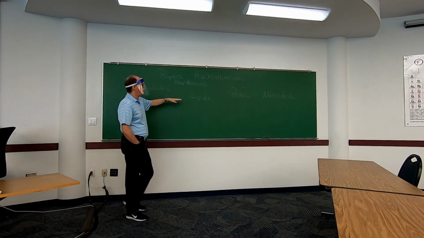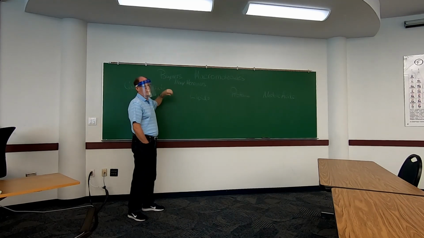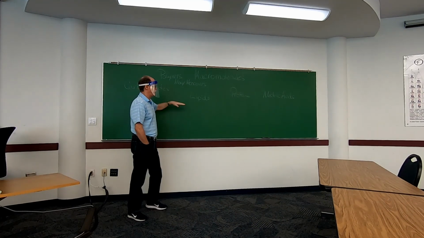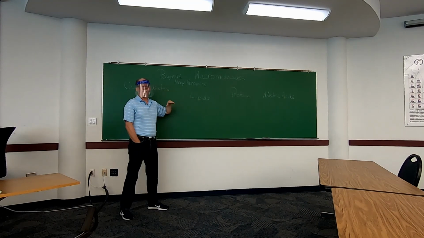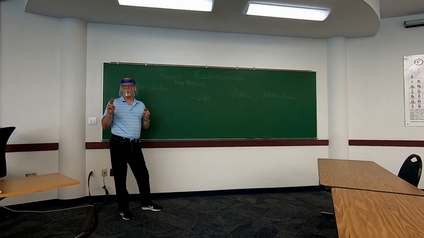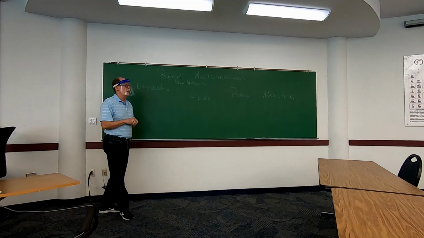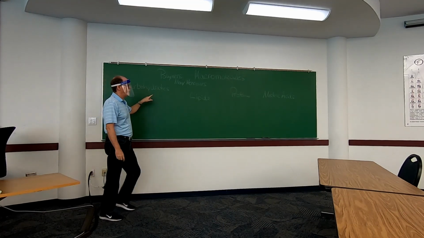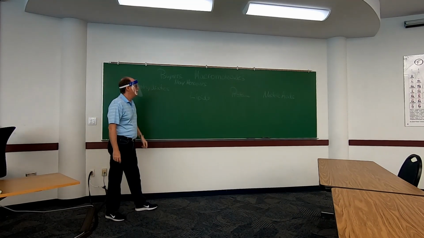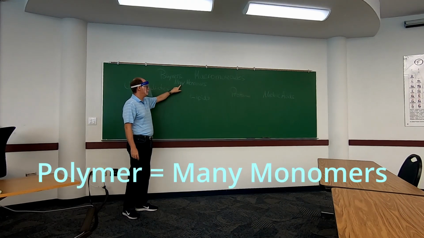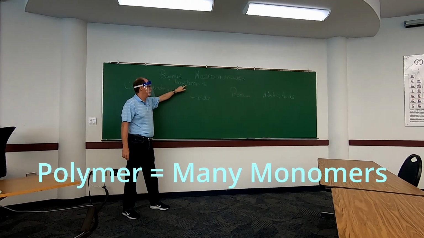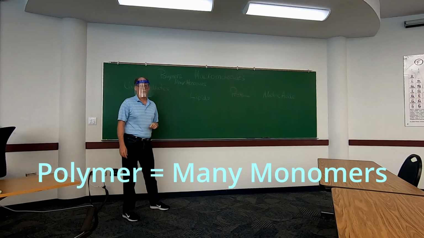Now, lipids aren't necessarily polymers. As I said, they're a category of molecules that are hydrophobic. Now, the other 3, carbohydrates, proteins, and nucleic acids, are polymers, which by definition means many monomers.